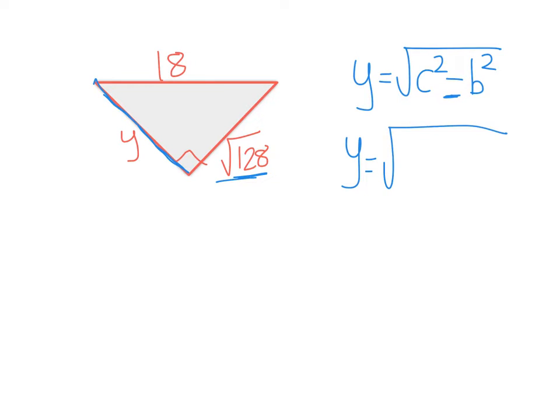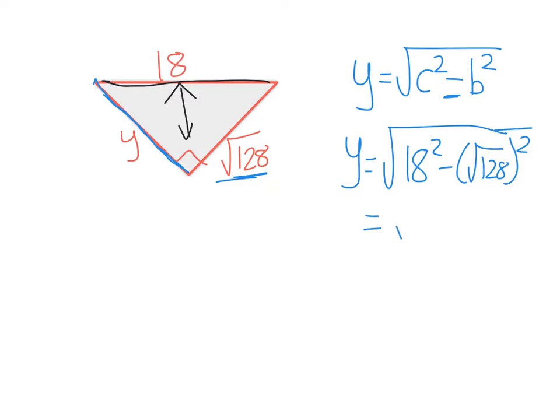Now c, the hypotenuse, is this one here. I know that because it's facing the right angle. So y will be the square root of 18 squared minus root 128 squared. So if you put that in your calculator, you get the square root of 196. This time, the answer is a whole number. So sometimes when you're finding the length in a right-angled triangle, sometimes you'll get a whole number, sometimes you won't.